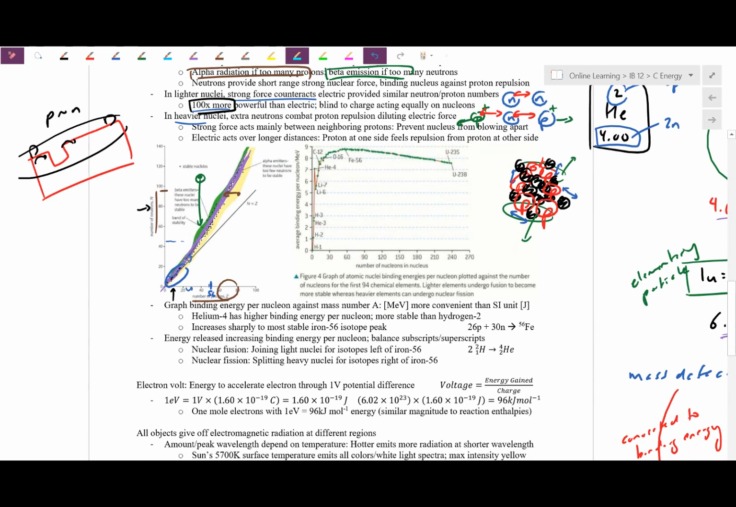We have that graph again. I mentioned here the average binding energy per nucleon. We're going to do a conversion over to mega electron volt in a second. I want you to note here, iron 56 is the most stable isotope. So on this binding energy per nucleon scale, we get more stability as you go upwards.